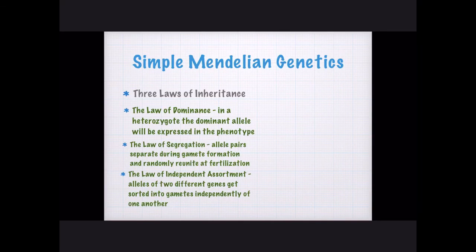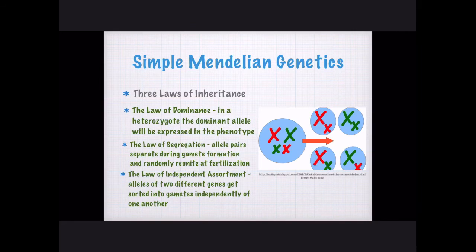The third and final law of inheritance is the law of independent assortment. This law states that alleles of 2 different genes get sorted into gametes independently of one another. This means that different traits have the same chance of being inherited separately of each other as they do being inherited together.